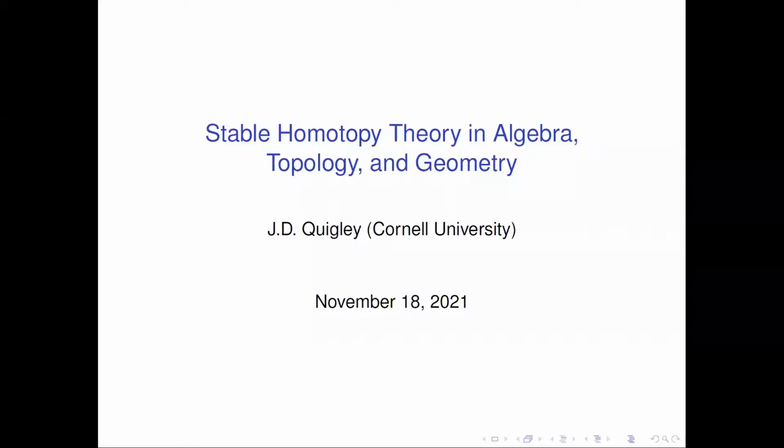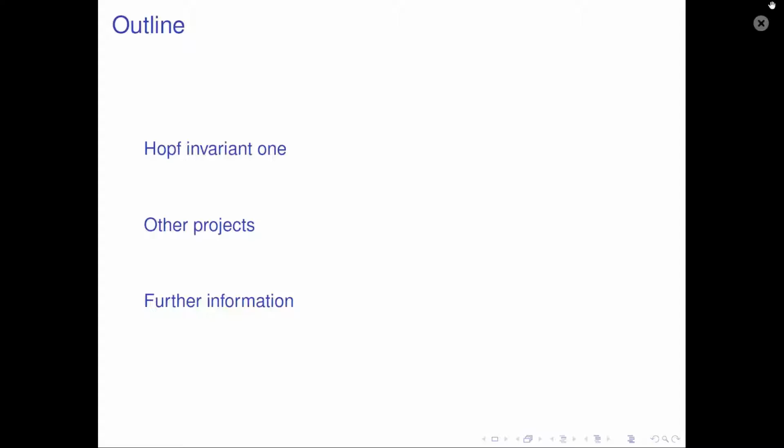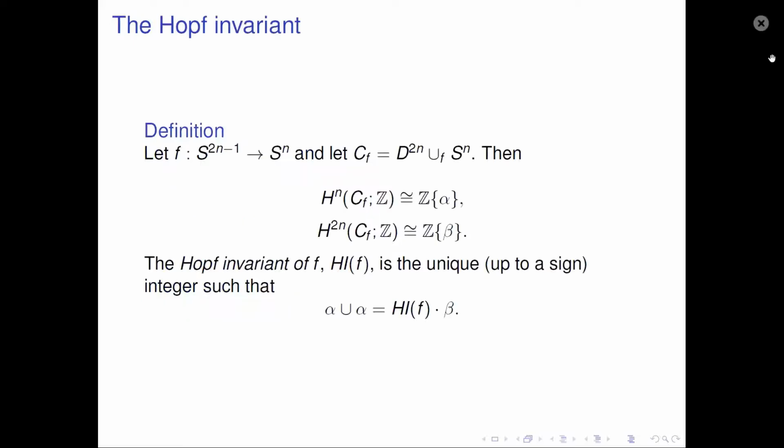In this video, I'm going to tell you about my work in stable homotopy theory and its connections with algebra, topology, and geometry. For most of the video, I'm going to focus on my recent joint work with William Balderrama and Dominic Culver on the Hopf invariant 1 problem in motivic homotopy theory. At the end of the video, I'll quickly skim through some of my other projects and end with some further information about me. Classically, the Hopf invariant is defined as follows.